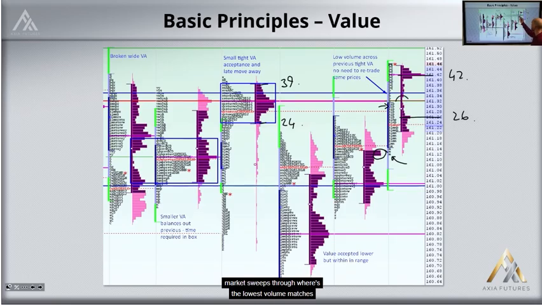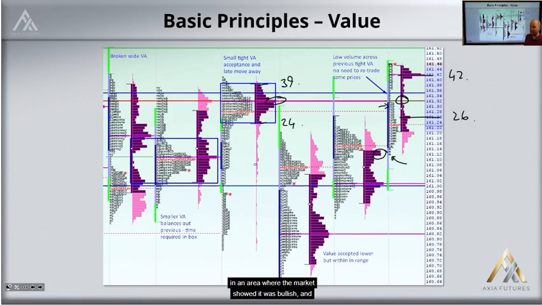Where's the lowest volume? Matches perfectly with where the highest volume is there. People have accepted value up here. This is giving you the bullish bias. On the way back up there, those who feel that the market is bullish are going to be very happy to buy in this area. Those who were short because of the sell-off are now in trouble.